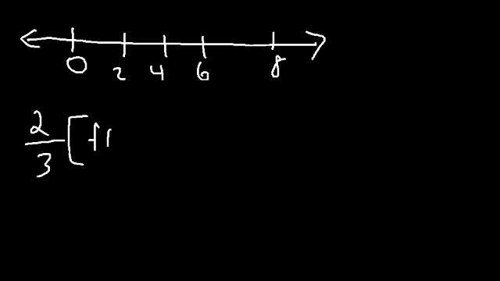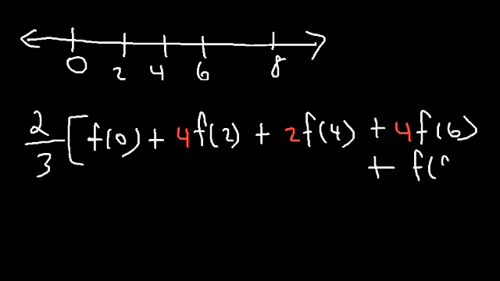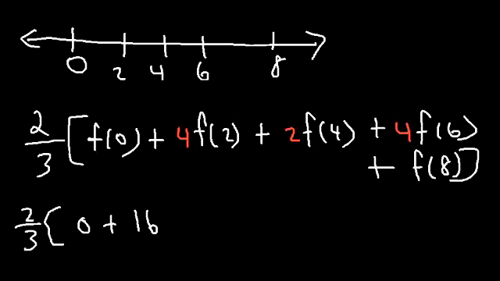And then it's going to be f of 0 plus 4 times the value of f of 2 plus 2 times the value of f of 4 plus 4 times the value of f of 6. So you have to alternate between 4 and 2. And the last one is just f of 8. So 0 squared is 0, 2 squared is 4, but times 4, that's 16. 4 squared is 16 times 2 is 32. 6 squared is 36 times 4, that's 144.